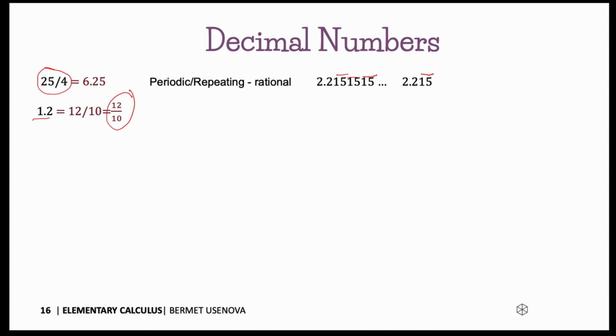On the other hand, non-repeating and non-terminating decimal numbers are irrational. As you can see, this number doesn't have any pattern, and it will just go on further and further and further. That's why it is irrational.